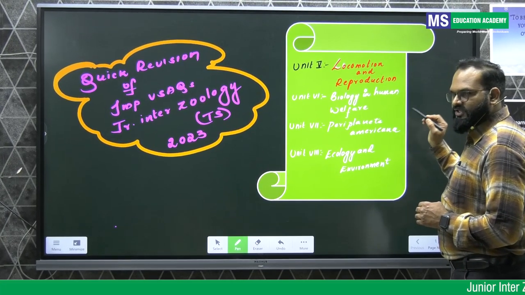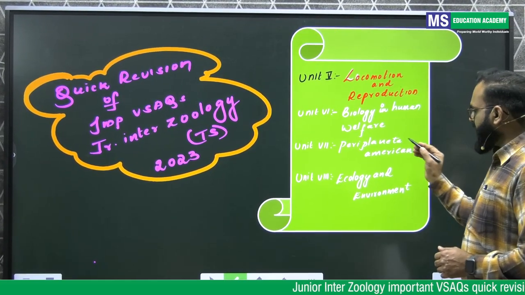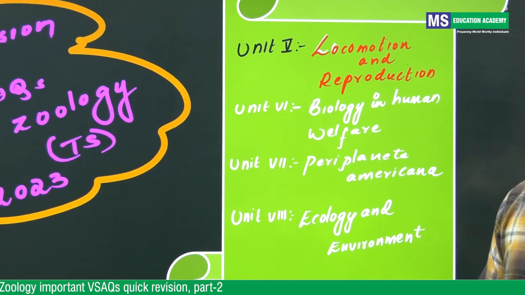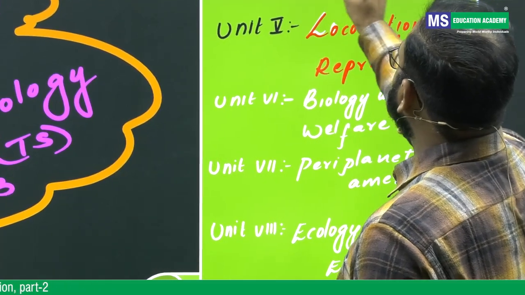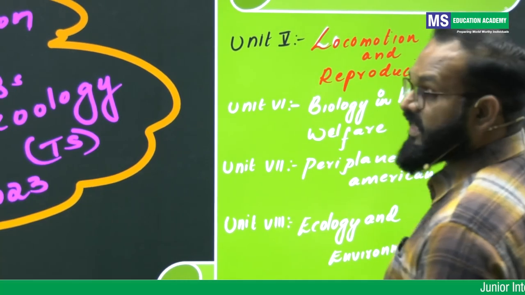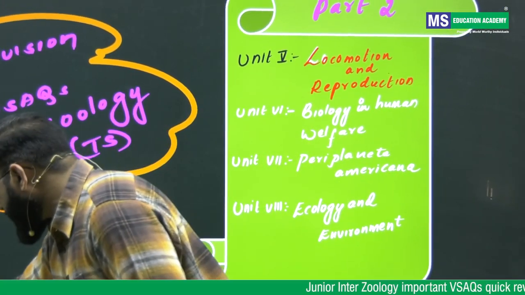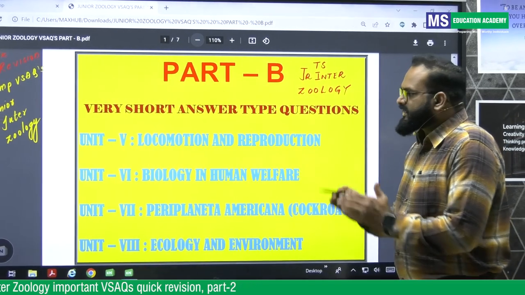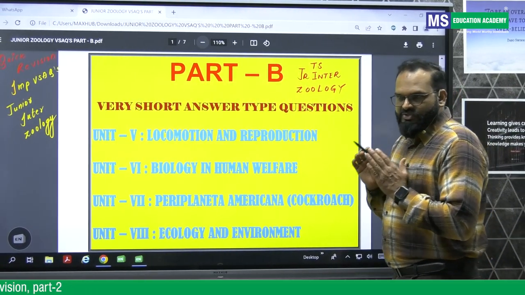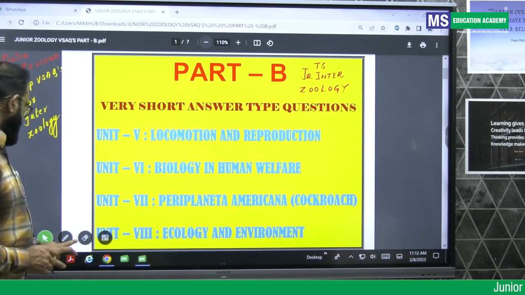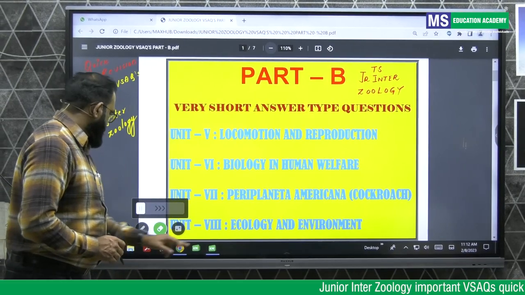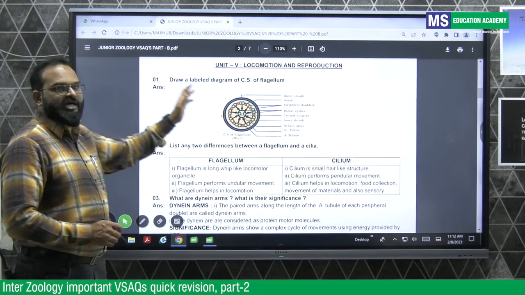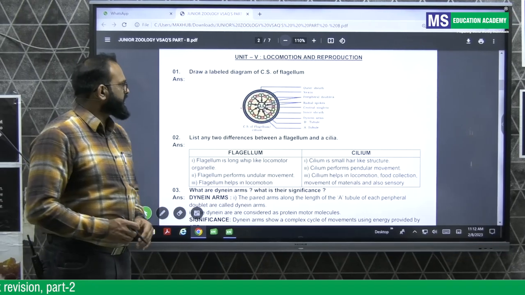Unit 6, Biology and Human Welfare. Unit 7, Periplaneta Americana, Cockroach. Unit 8, Ecology and Environment. So this I am giving the title as part 2. So let me start. Quick revision of all important VSAQs of first year zoology subject. So, let us start with locomotion and reproduction topic.